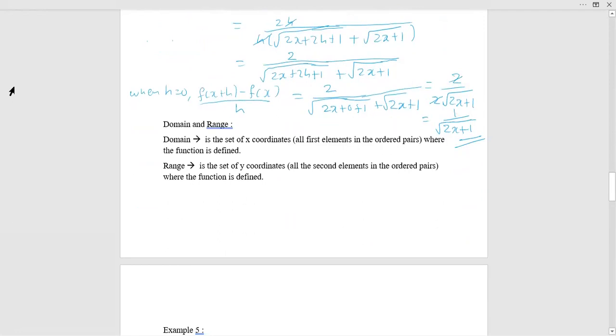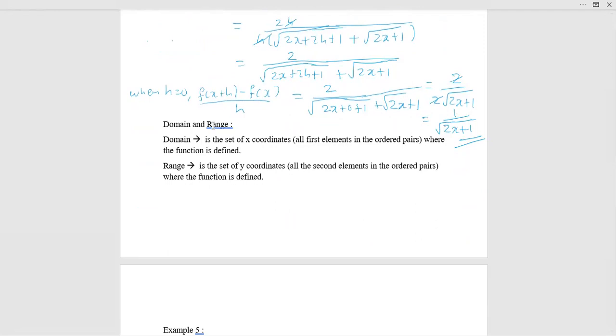Okay, now let's look at domain and range. Domain is the set of x coordinates, all first elements in the ordered pairs, where the function is defined. The range, on the other hand, is the set of y coordinates, all the second elements in the ordered pairs, where the function is defined.